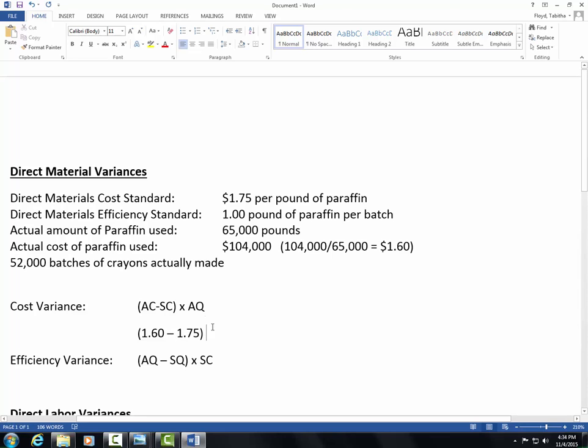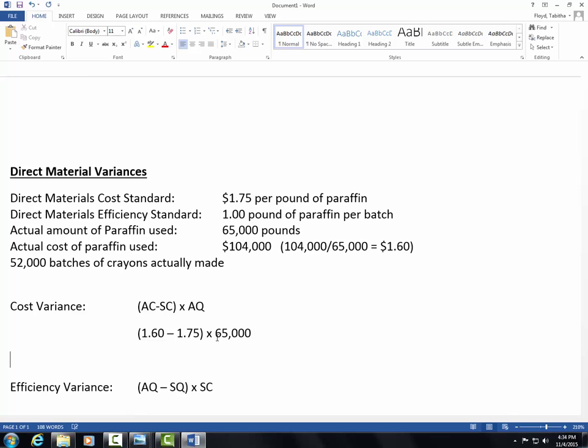Okay, and we multiply that difference by our actual quantity. Our actual quantity, how much we actually used, 65,000 pounds. And this tells us that our direct material cost variance is $9,750.